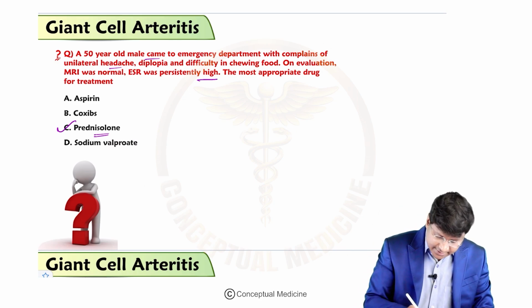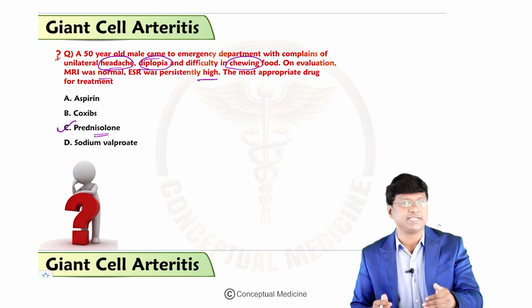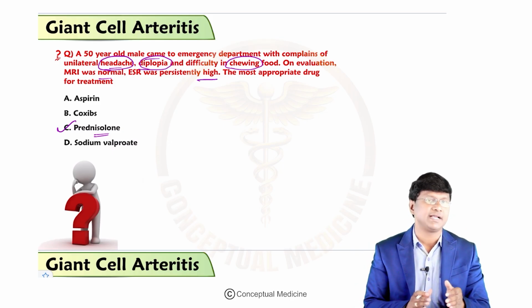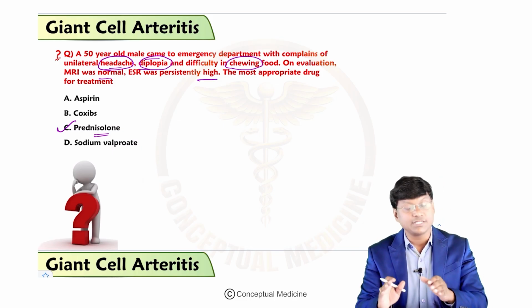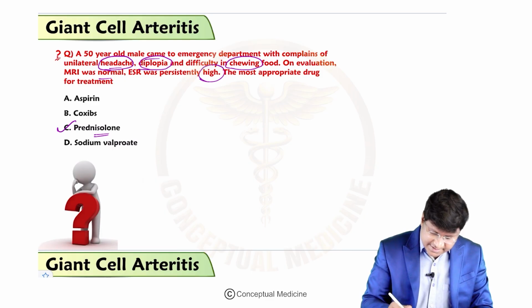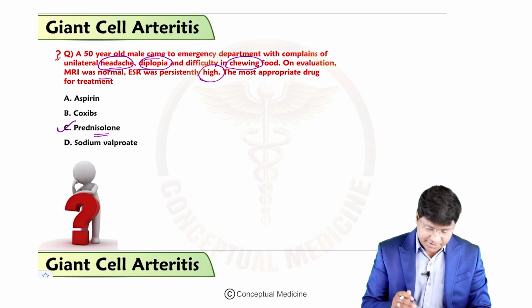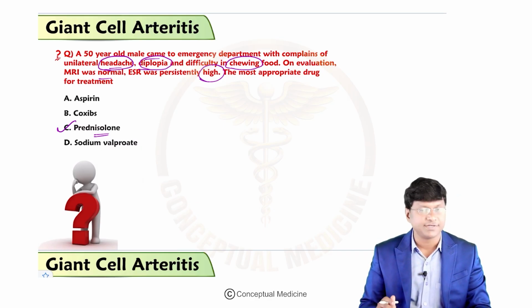And how can you say that? Unilateral headache, diplopia, difficulty in chewing, that is jaw claudication. MRI is normal because it is not a large vessel giant cell arteritis. In large vessel giant cell arteritis, there is a chance of development of thoracic aortic aneurysms. ESR being persistently high is another point in favor that these patients require prednisolone as treatment.